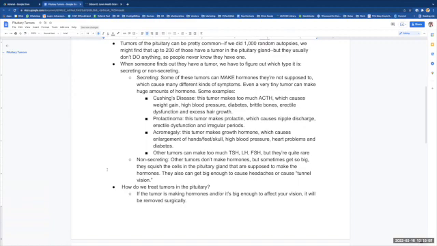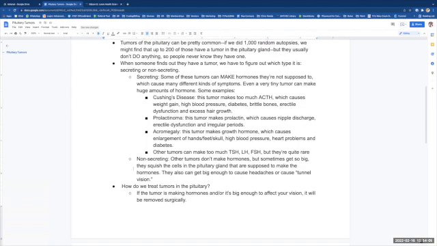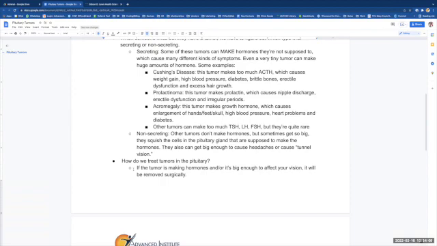A prolactinoma is a tumor that makes extra prolactin. This can cause a milky nipple discharge in men or women, erectile dysfunction, irregular periods, and in the long term will have negative effects on bone metabolism.